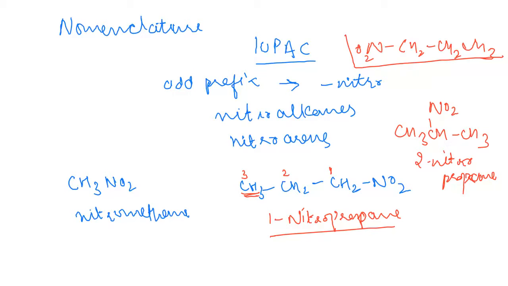Yes, 3-nitropropane. One. Yes, very good. Means we will start the numbering from this side now. Very nice. So it is also 1-nitropropane. These 2-nitropropane and 1-nitropropane, they are the functional group isomers of each other. Only the position, or we can say they are the positional isomers of each other. Only the position of functional group changes. Right?